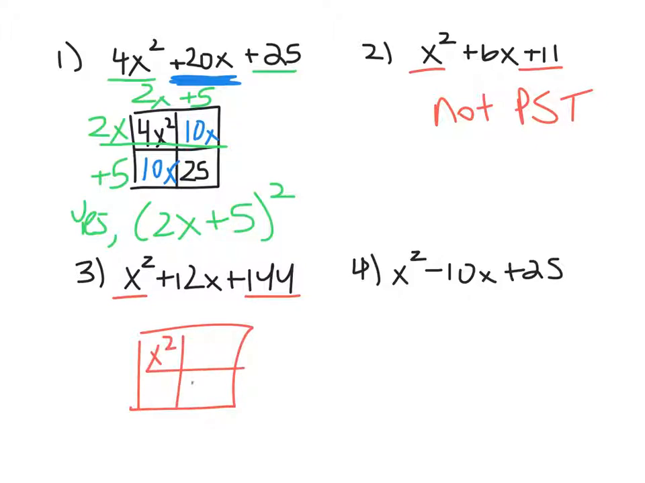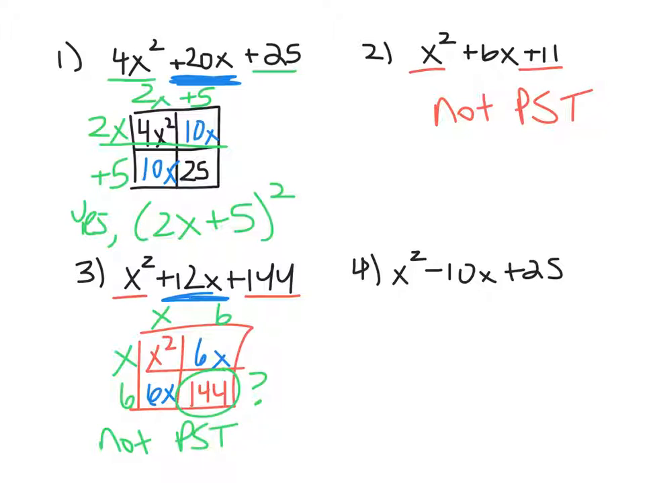X squared, first term, first box, last term, last box. And let's try splitting that in half. If I split positive 12x in half, I get 6x, 6x. And if I think about the sides, is that going to give me 144? No, so not a perfect square trinomial, because my middle term is not working out and multiplying to what I need it to.